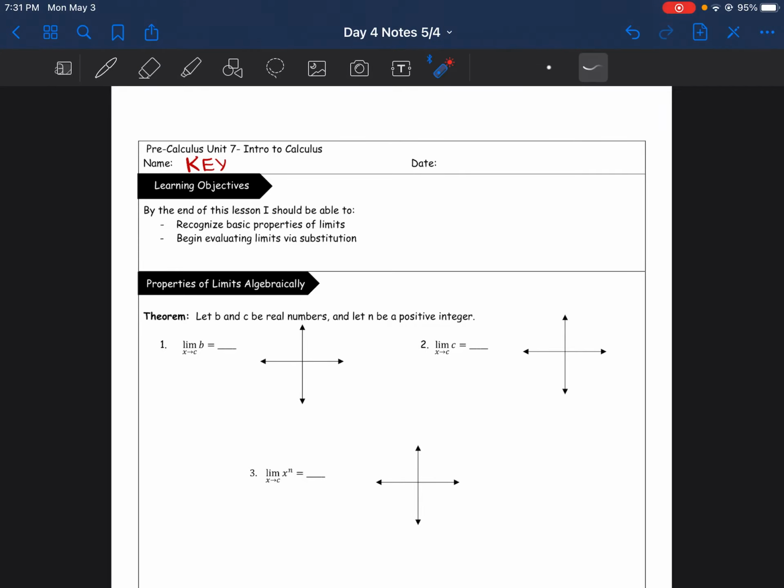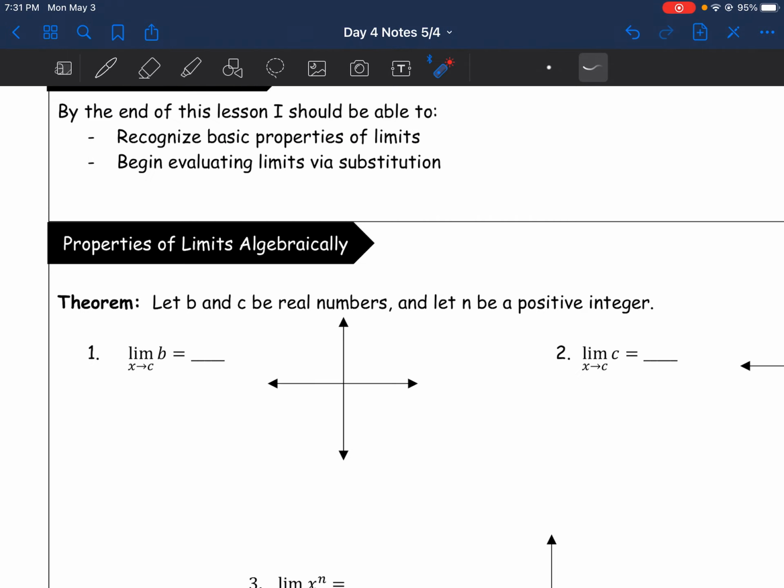In today's video, we're going to start looking at limits algebraically. Alright, let's go ahead and get started. So, we spent the last couple of class periods looking at limits from tables and looking at limits graphically. So today we're going to start really looking at algebraic approaches to evaluating limits. We're going to start with today's lesson pretty basic, and we're going to start by looking at a few properties of limits. Okay, so starting here, let's look at our first one.